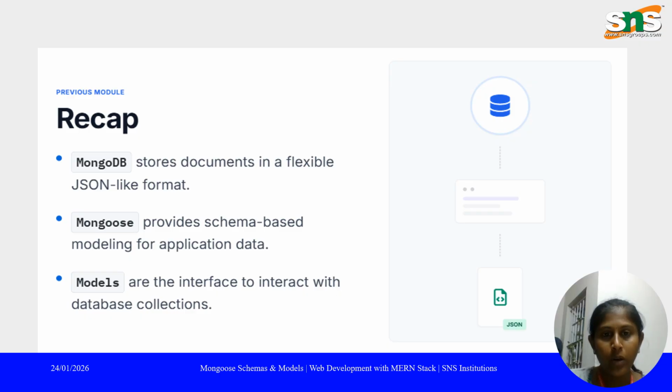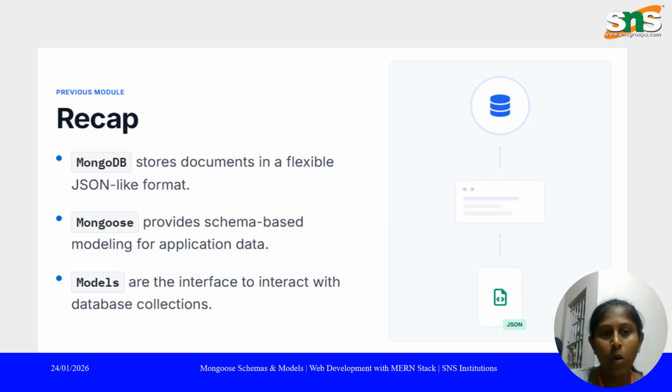Before we move forward, let's quickly ground ourselves in the basics. MongoDB stores data in a flexible JSON-like format. That means unlike traditional SQL databases, we don't have rigid tables. We store documents, and those documents can vary in structure. Now the flexibility sounds great, but it comes with a problem: lack of control. That's where Mongoose comes in. Mongoose gives us schema-based modeling. In simple terms, it allows us to define structure on top of MongoDB.